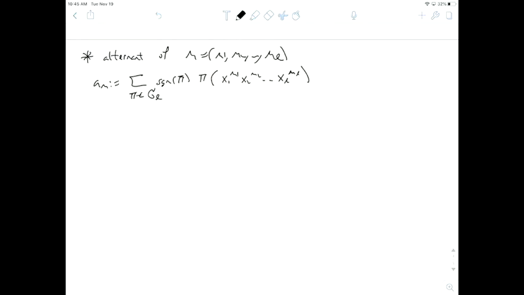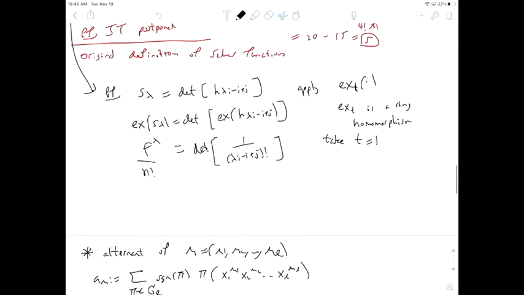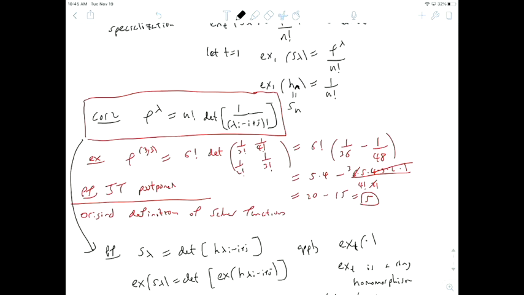Oh, yes, of course. So up to here is okay? And I just multiply by n factorial. So I claim that when you apply this to a Schur function, you get f lambda over n factorial. And I claim that the complete symmetric function h n is the same as a Schur function of one row of size n.